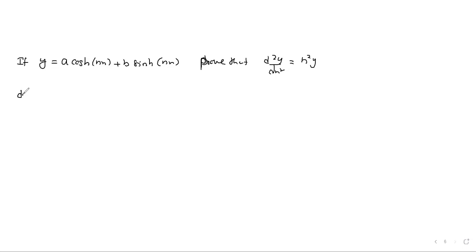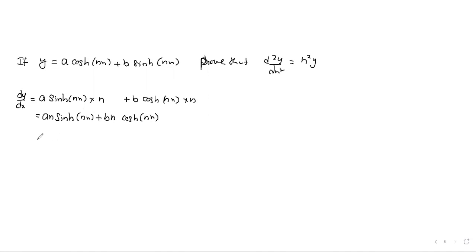Initially we can come up with the first differentiation dy by dx. You can keep a, and the differentiation of cos nx is minus sin nx into the differentiation of nx, which is n, plus b into the differentiation of sin nx, which is cos nx, times the differentiation of nx, which is n. So it turns out to be minus an sin nx plus bn cos nx is the answer. So yeah, that's the first differentiation.